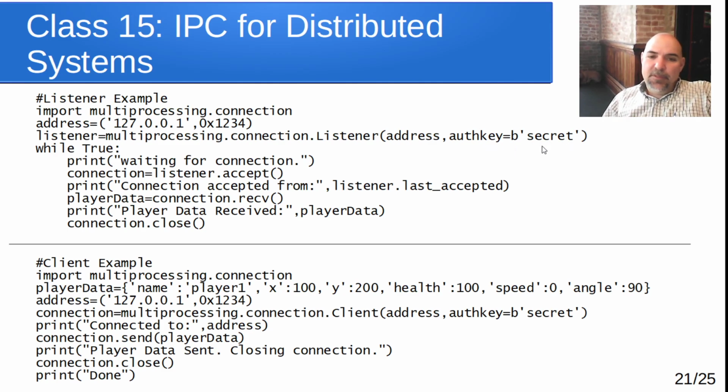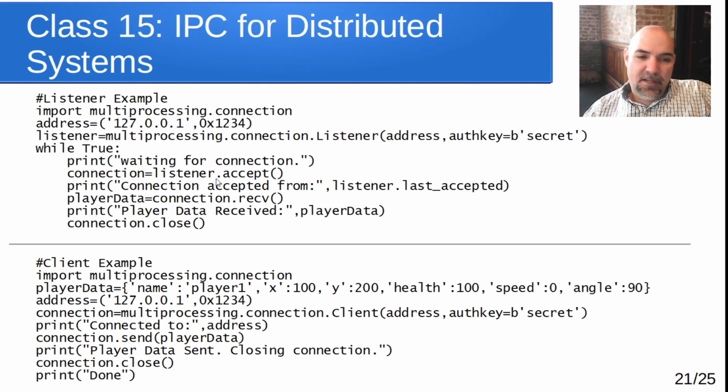This auth key can be useful because one of the problems you might think with a distributed system is, what if somebody who's unauthorized tries to connect to my service and tries to screw it up, or they try to get data from it when they're not authorized to? Well, there's this optional parameter auth key that you can specify that says they have to have the right key in order to connect to this. And notice we don't have to handle that. The multiprocessing.connection class handles all that for us.